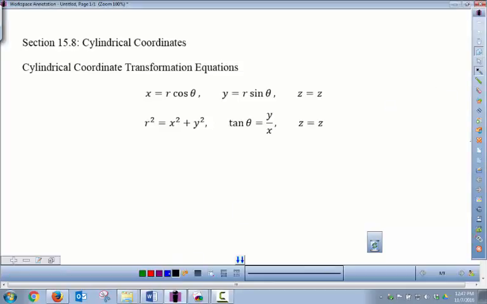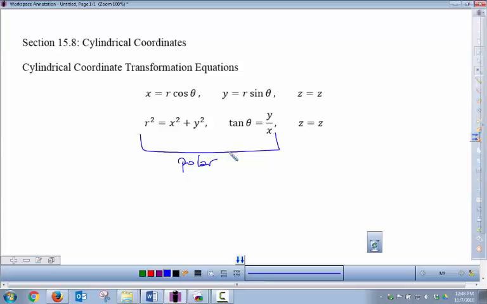The z is equal to z just tells us that we're really in 3 variables. So if we imagine ourselves in polar coordinates and then doing stuff in 3 dimensions, then that's really what cylindrical coordinates is.